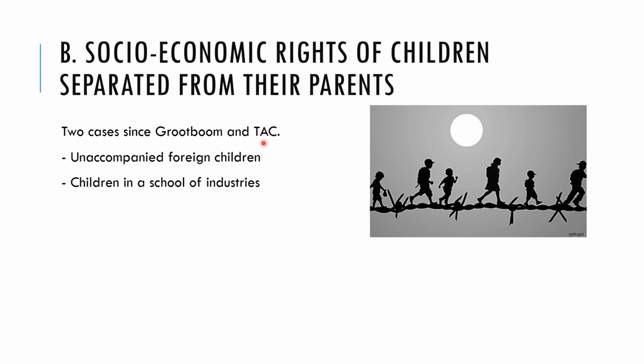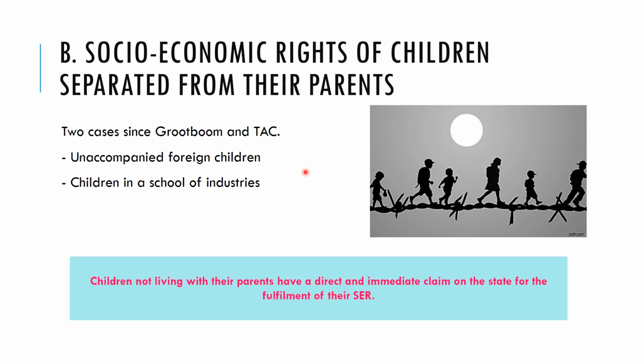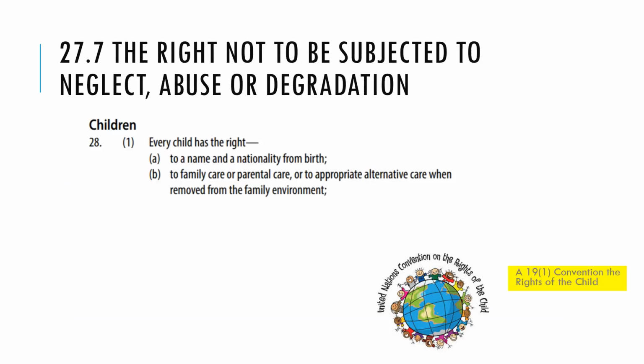Now, there have been 2 cases since Grootboom and TAC. The first was about unaccompanied foreign children, and the other was about children in schools of industry. The important thing to know here is that in both these cases, the court emphasized the fact that if children are not living with their parents, they have a direct and immediate claim on the state for the fulfillment of their socioeconomic rights.